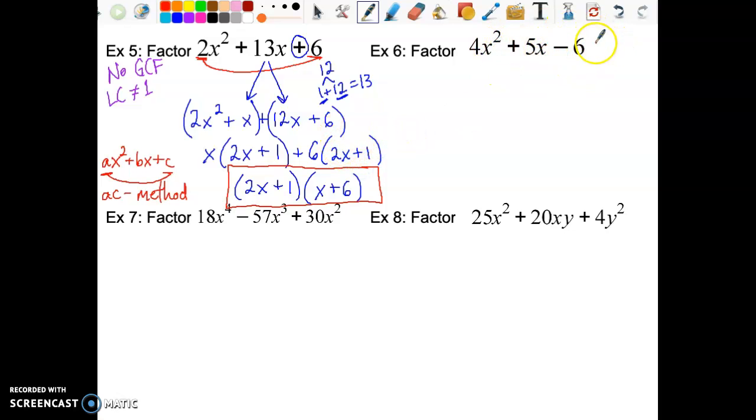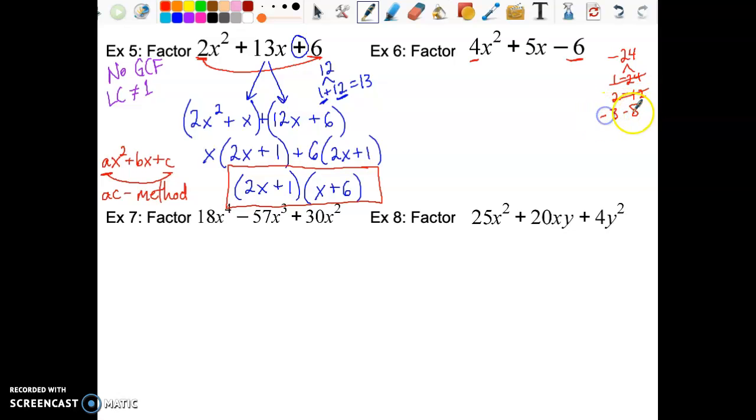So I'm going to do the AC method again. You can pause the video, rewatch it, or you can try it on your own, see if you get the same answer. So my AC method tells me that I'm going to get negative 24. And you can write out all the factors of 24, and we're going to subtract because it's a negative to give me 5. So 1 minus 24 doesn't work. 2 minus 12 doesn't work. 3 minus 8 gives me negative 5.